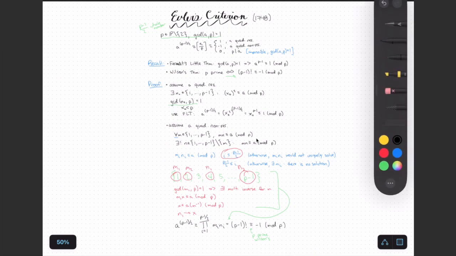So we know that if a is a quadratic residue, a to the p minus 1 over 2 is equivalent to 1 mod p, and if a is a quadratic non-residue, then a to the p minus 1 over 2 is equivalent to negative 1 mod p. And we're done.